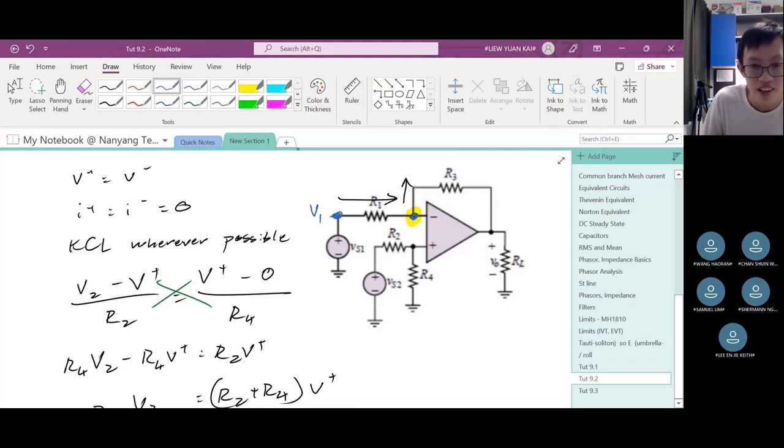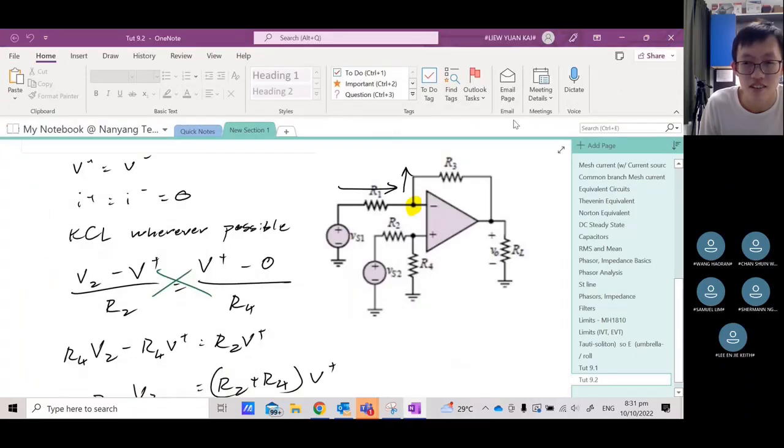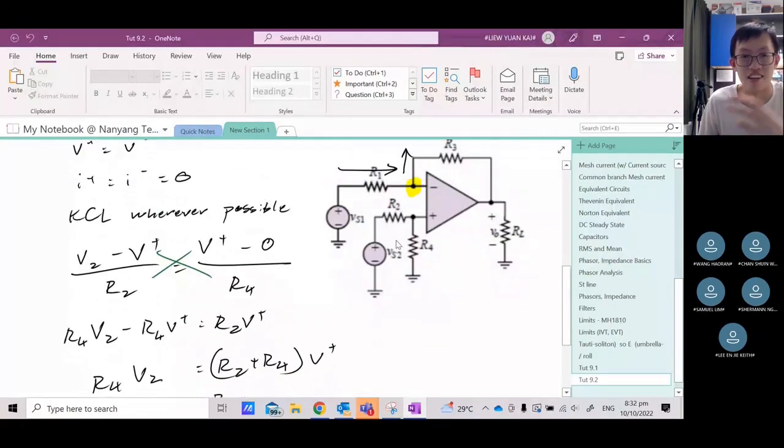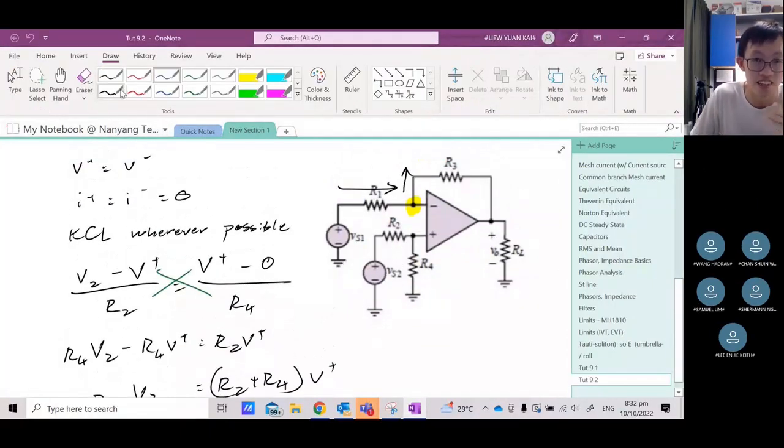V start is V1. Ooh, I have no idea why my OneNote just crashed. Something's wrong with my OneNote. I apologize. Okay. I'll just settle with that later.